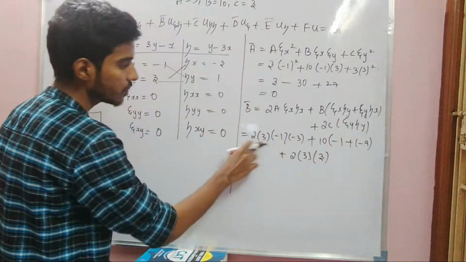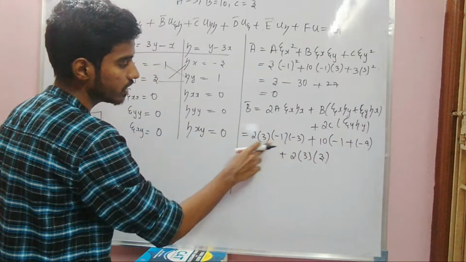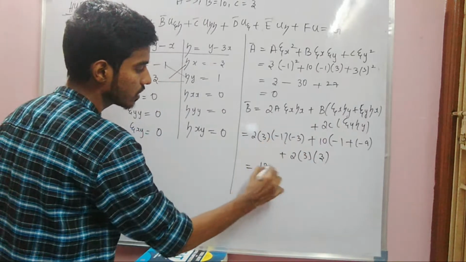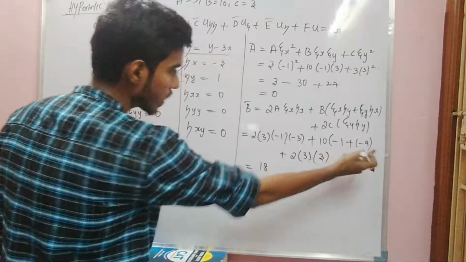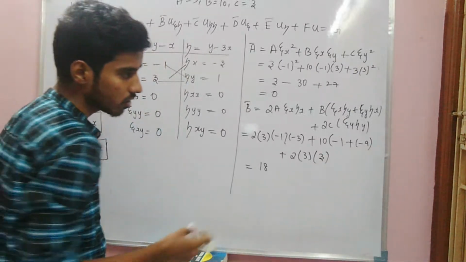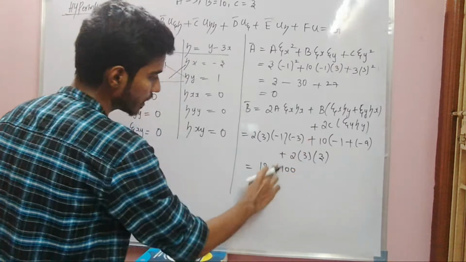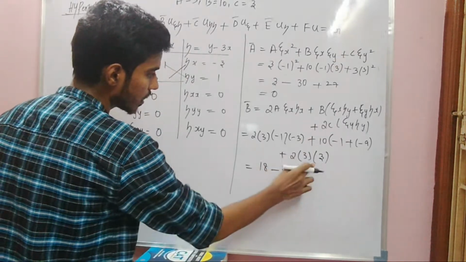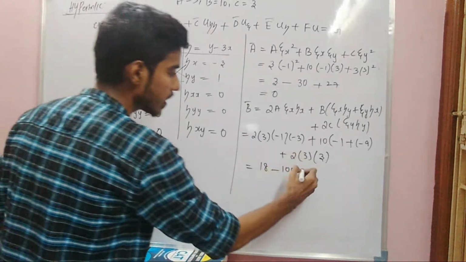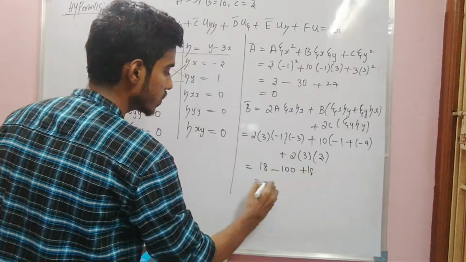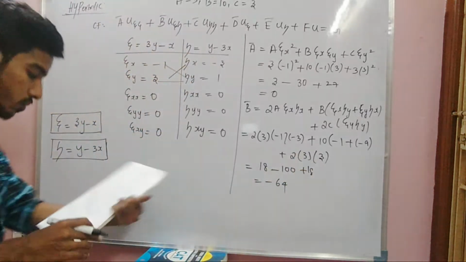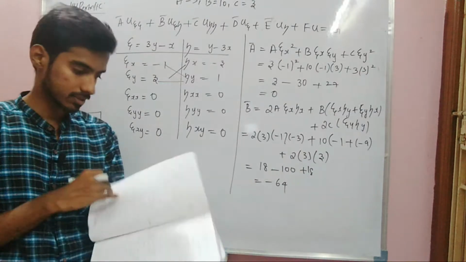So this will be 3, 9, 18, and this will be -1 minus 9, which is -10. So -10 plus -10 into +10 is -100. And here we have 2 3s are 6, 6 3s are 18. So here we are going to have -64. Therefore b bar is -64.